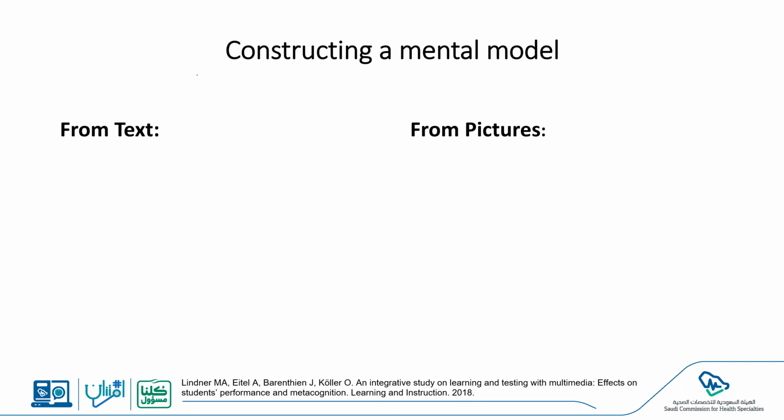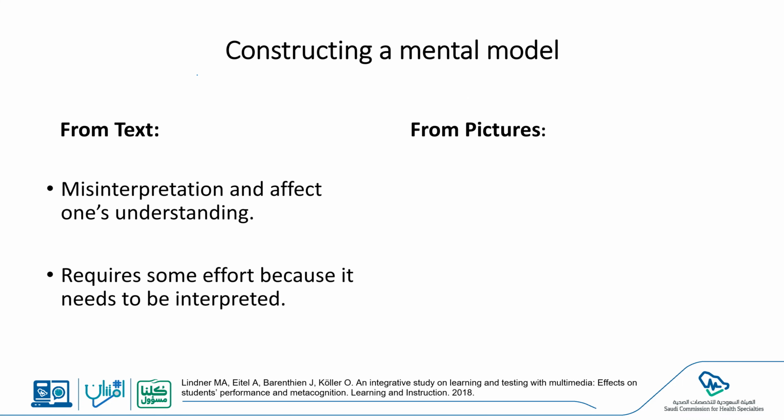So when you want to construct a mental model from text, so if you have a text, a description of an image or of something or an explanation of a process, usually you can get some misinterpretation, and it can affect one's understanding of what you read, because what I read, I might perceive or understand differently, according to my level and background, than what you understand. And so it requires some effort because it needs to be interpreted.